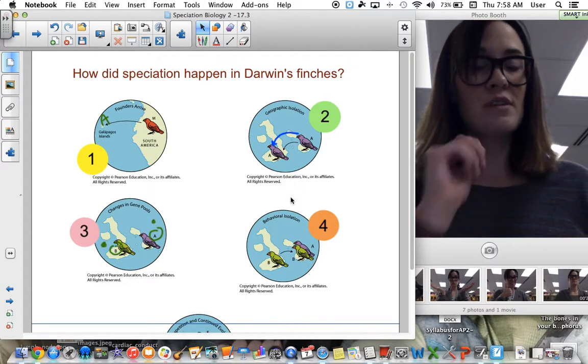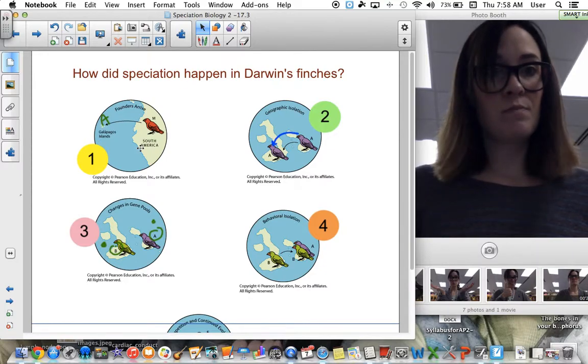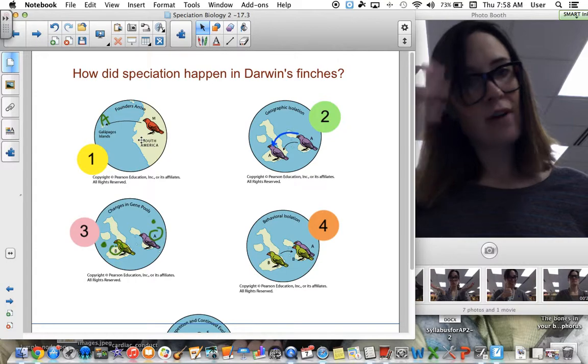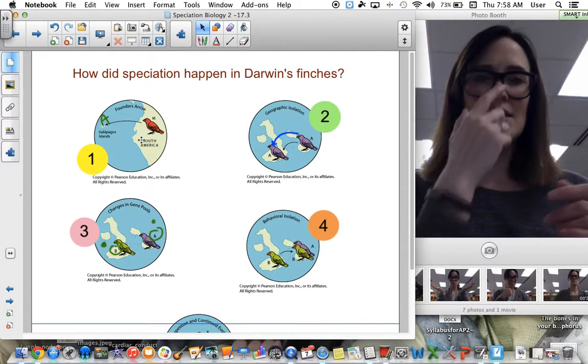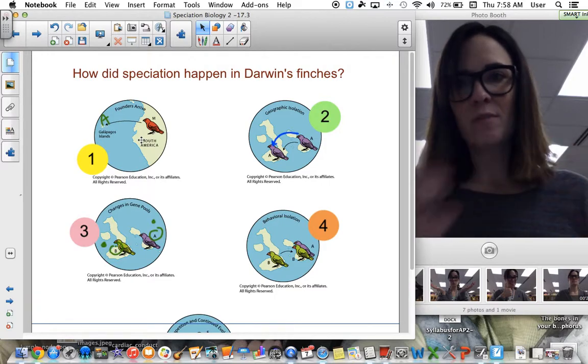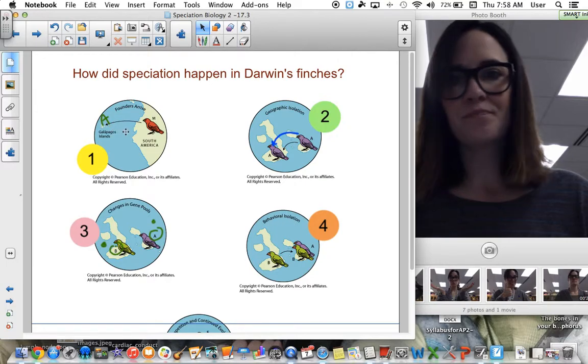And this just shows the Galapagos Islands, the finches that Darwin observed, and how possibly the hypothesis of how 13 species of finches could come to be in those little islands, a group of small islands that are very close together. So this is called the founder's effect.